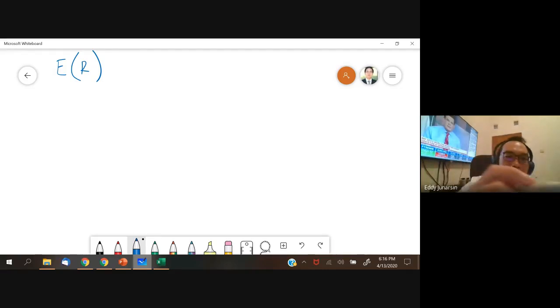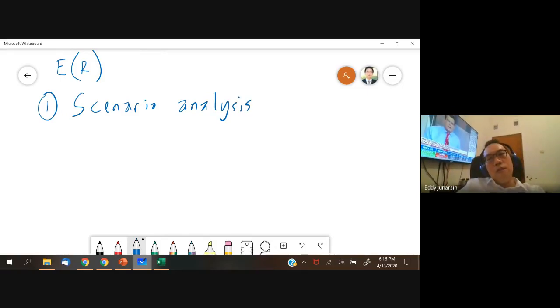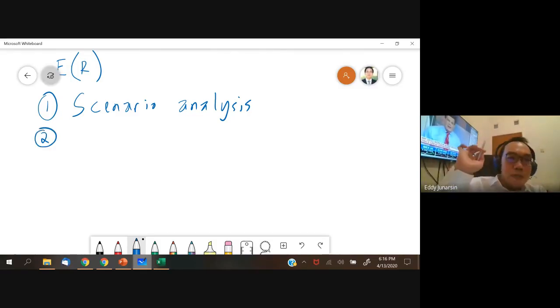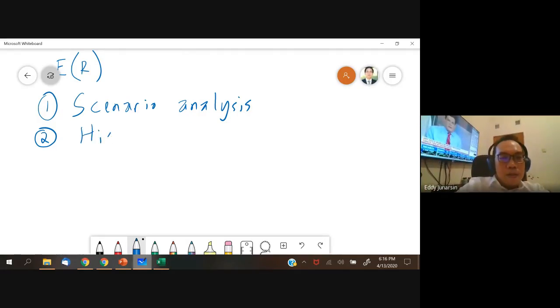To gauge the expected return, we have at least two major approaches. The first method is the scenario building or scenario analysis. As the name suggests, you can guess easily that in the scenario analysis, of course, we have to build scenarios, right? We have to create certain scenarios to estimate the expected return. And the second one would be the historical method that we'll see later.